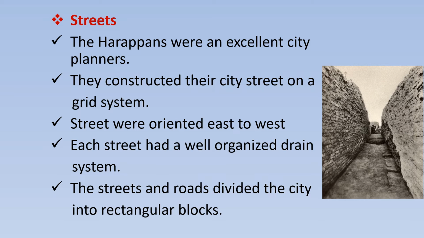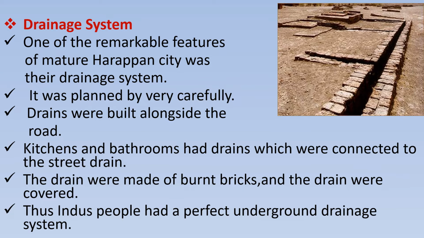Streets of Indus Valley civilization. The Harappans were excellent city planners. They constructed their city streets on a grid system. Streets were oriented east to west. Each street had a well-organized drain system. The streets and roads divided the city into rectangular blocks.